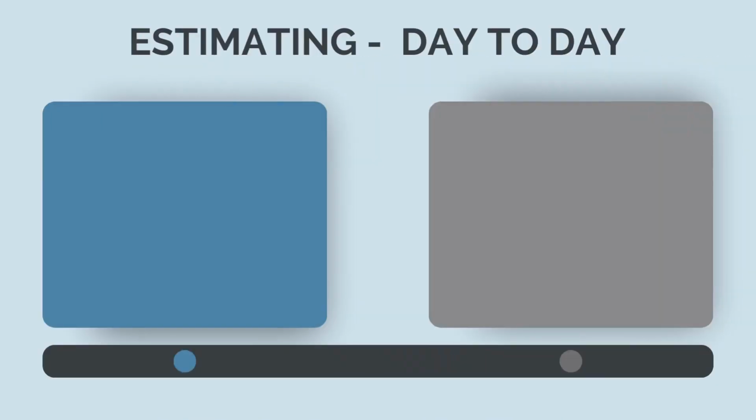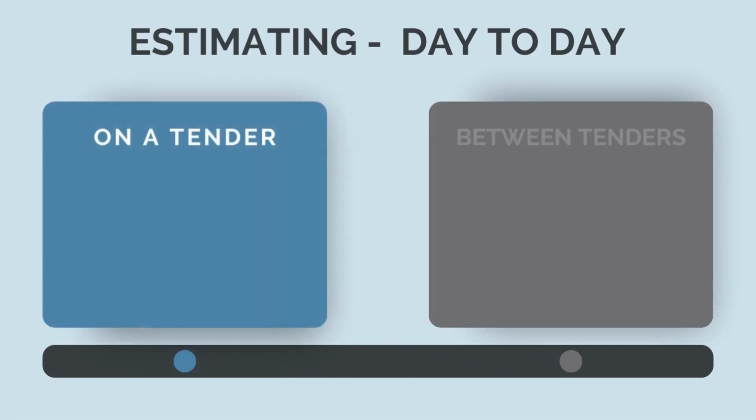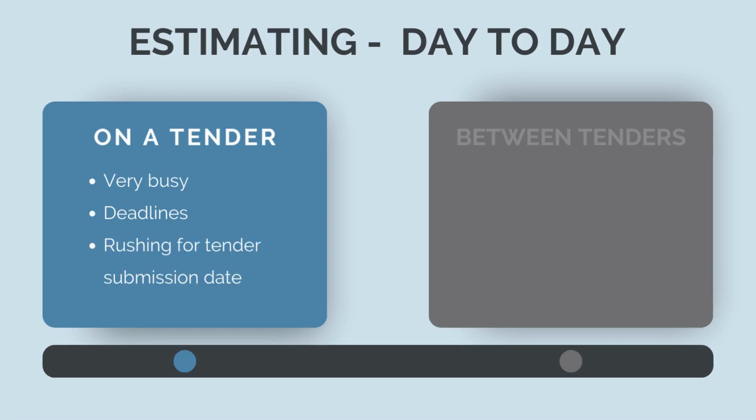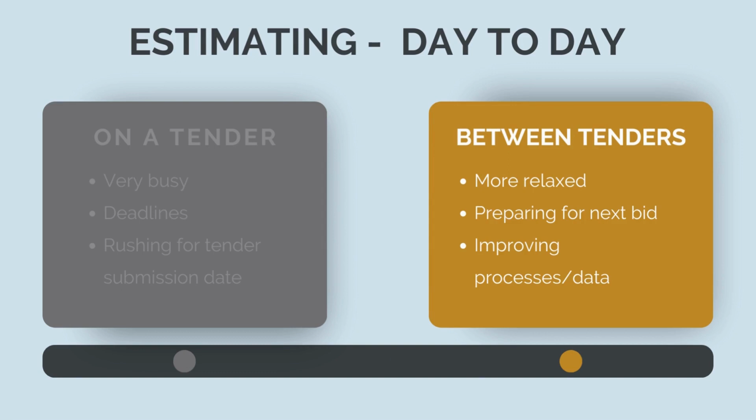In my experience estimating, there are really two states of being for an estimator, either on a tender or between tenders. When you are on a tender, it's all systems go. You are busy, stressed, and rushing towards a deadline. You are working frantically to get the tender ready to submit to the client by the tender closing date. Often, this means late nights in the office. However, when you are not working on a tender, the pace is much slower. It is more relaxed, you are preparing for the next bid and potentially working on improving processes and data. It's much more relaxed and you likely won't be staying very late in the office.